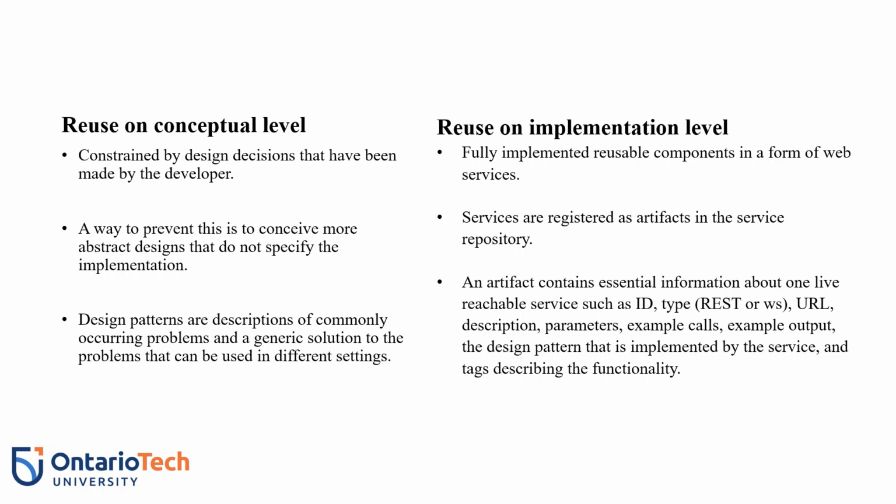Next, the reuse on the implementation level. On the implementation level, we provide fully implemented reusable components by means of web services in a service-oriented architecture. These services encapsulate the concepts of logic and functionality in independent and interchangeable modules to achieve the separation of concerns. All services provided here are registered as artifacts in the services repository. So I'll tell you what an artifact is. An artifact contains essential information about one live reachable service, such as service ID, its type, base URL, descriptions, parameters, example calls, design patterns implemented by the service, and tags describing the functionality.